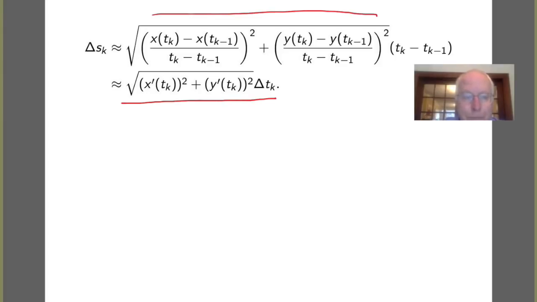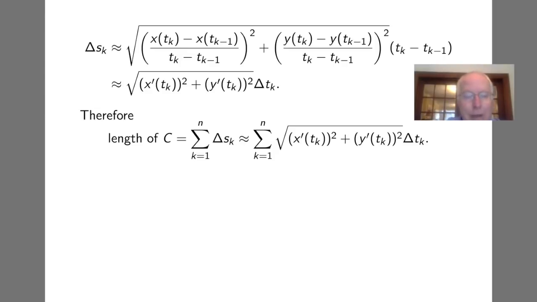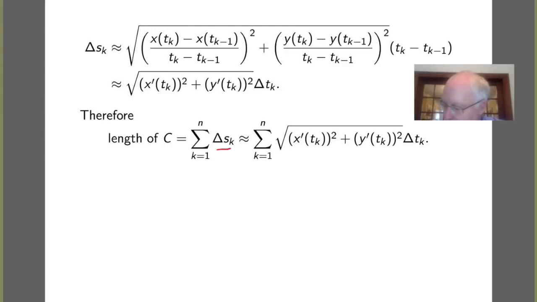So remember, the length of C was equal to the sum of the distances delta sk. So we now have an approximation for that sum of the delta sk's. Each delta sk is well approximated by this expression involving the square root of the sum of the squares of the x and y derivatives. So this was our goal, at least an intermediate goal.